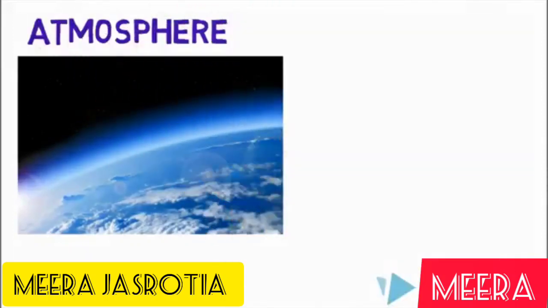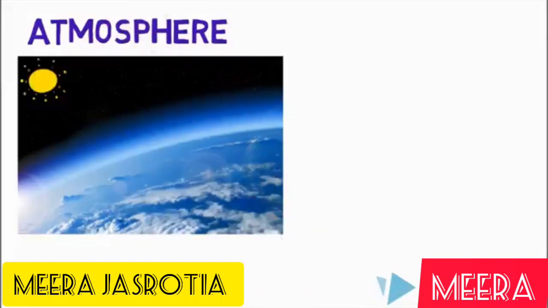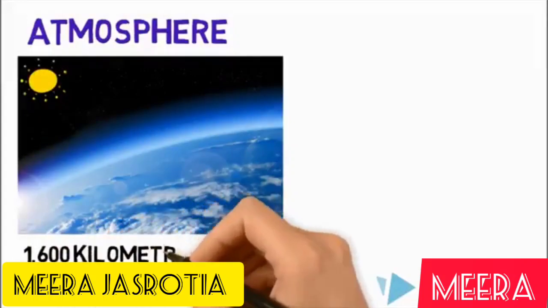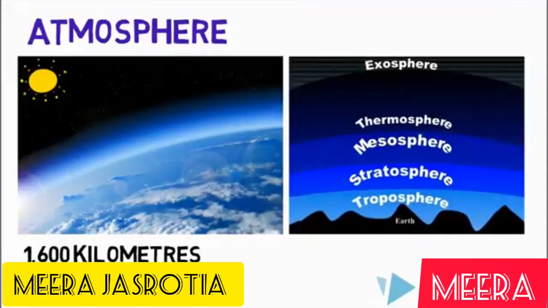The Earth is surrounded by a layer of gas called the atmosphere. This thin blanket of air is an integral and important aspect of the planet. It provides us with the air we breathe and protects us from the harmful effects of the sun's rays. The atmosphere extends up to a height of about 1,600 kilometers. The atmosphere is divided into 5 layers based on composition, temperature, and other properties. These layers, starting from Earth's surface, are called the troposphere, the stratosphere, the mesosphere, the thermosphere, and the exosphere.